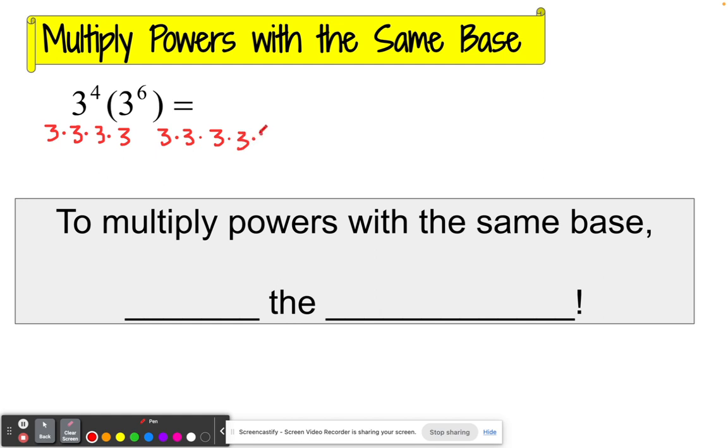That's why we use exponents. They get very long. One more. So I'm multiplying all these 3's by all of these 3's, and I end up with a total of 10 3's. 3 to the 10th power.